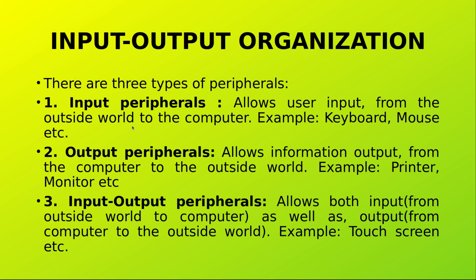They read the information from outside and give it to the computer. Output device means it takes data from the CPU to the user, the outside world. Examples are printer and monitor. Input output peripherals act as both input as well as output. In the modern era, the smartphone with a touch screen is an example.